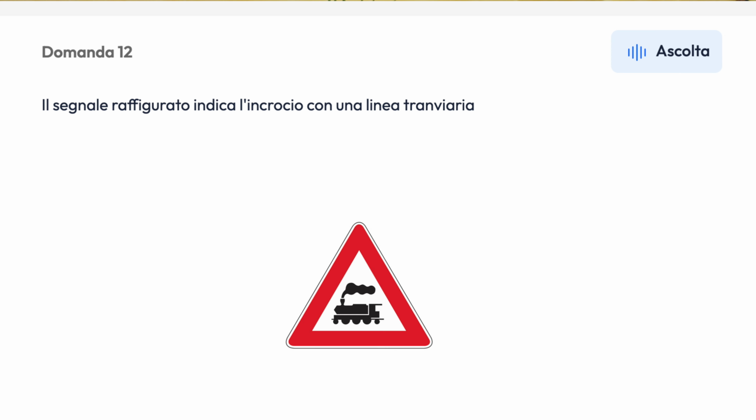km/h. Il segnale raffigurato indica l'incrocio con una linea tranviaria. The answer to this question here is falso, because this sign here is attraversamento ferroviario a livello senza barriere, which is a train track without barrier.